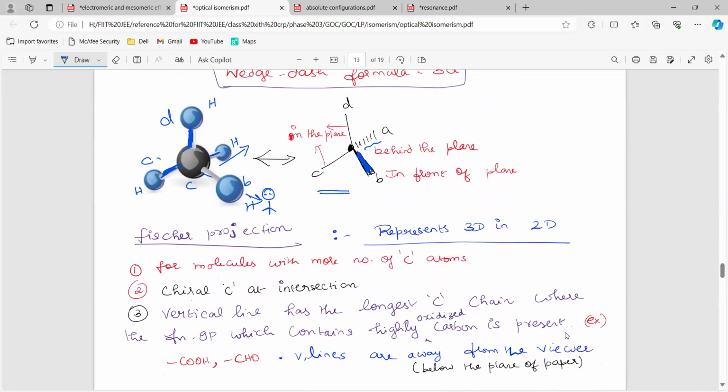I am unable to show you this dash, wedge and all, but still I have to say which is coming in front of me and which is going back of me. First of all, why should I say this? Because what we are learning right now is stereochemistry. Stereo means 3 dimension. On a blackboard, if we draw something, it is 2 dimension. A molecule's reactivity can be explained only with stereoisomerism.